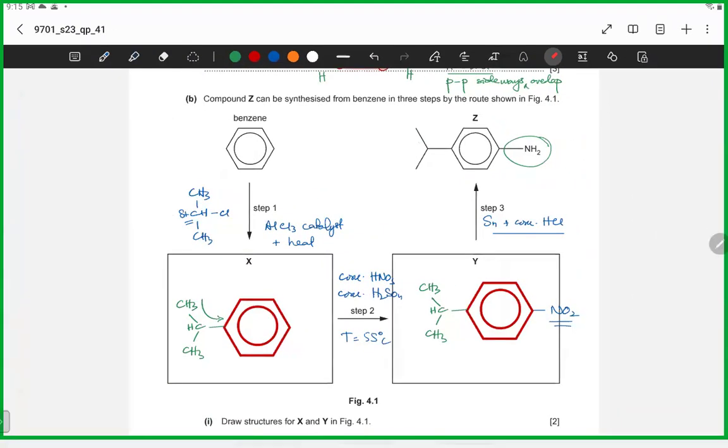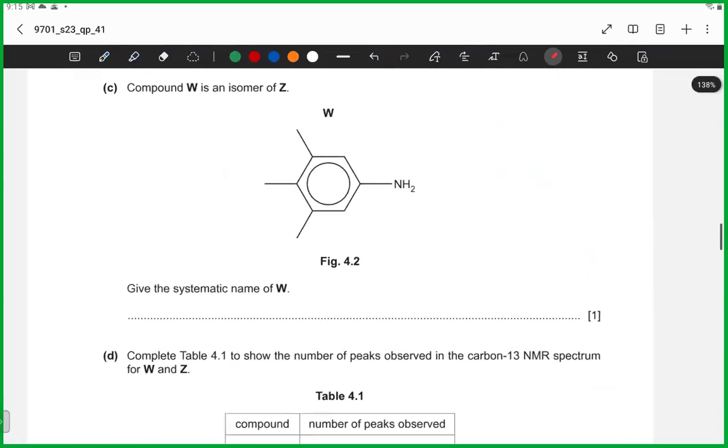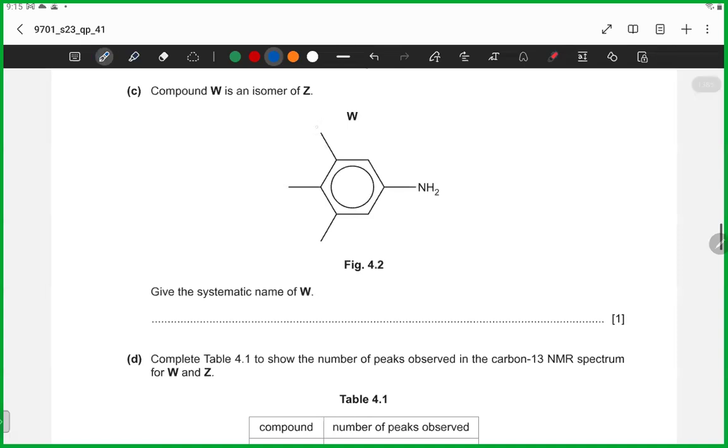So going back to the question, the rest was on. So give the systematic name of this thing. So this is a methyl group, this is a methyl group, and this one is also a methyl group. Now the first thing is that if you have an amine, so what do you call this thing?